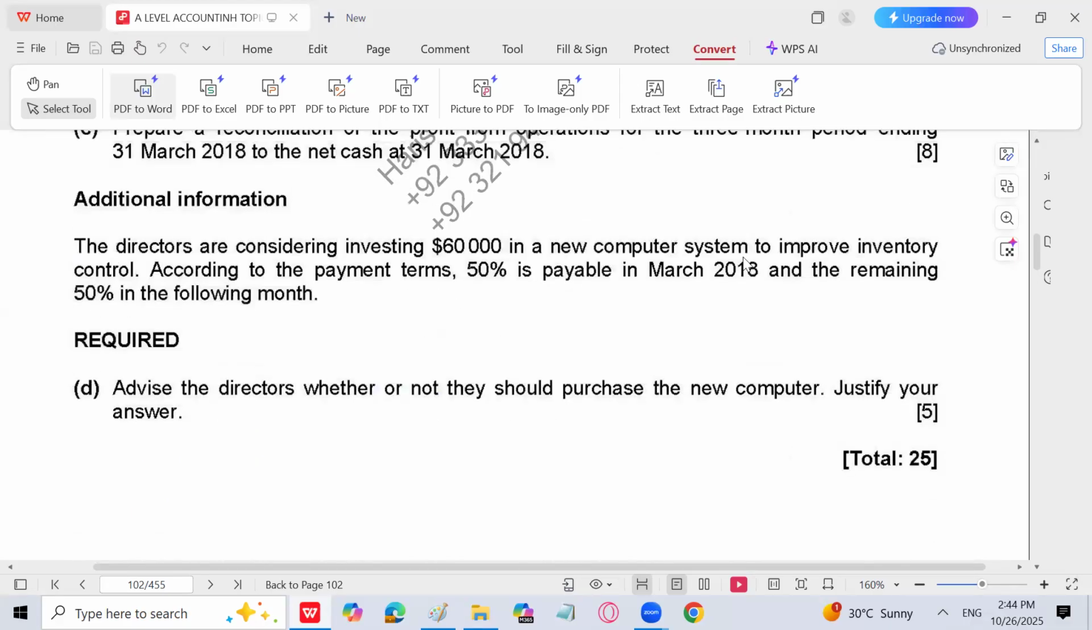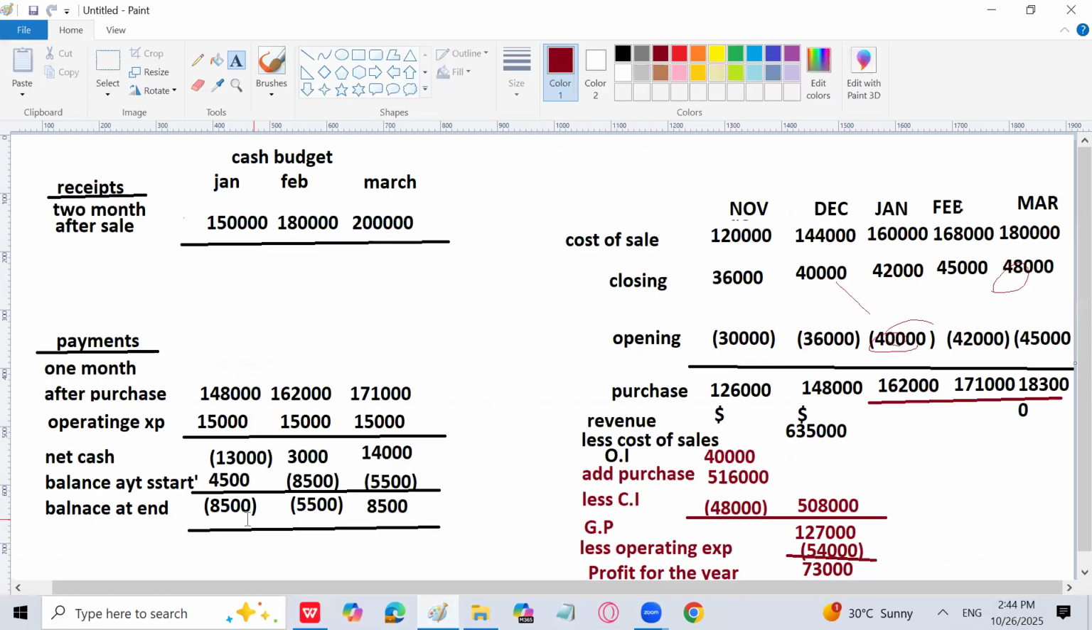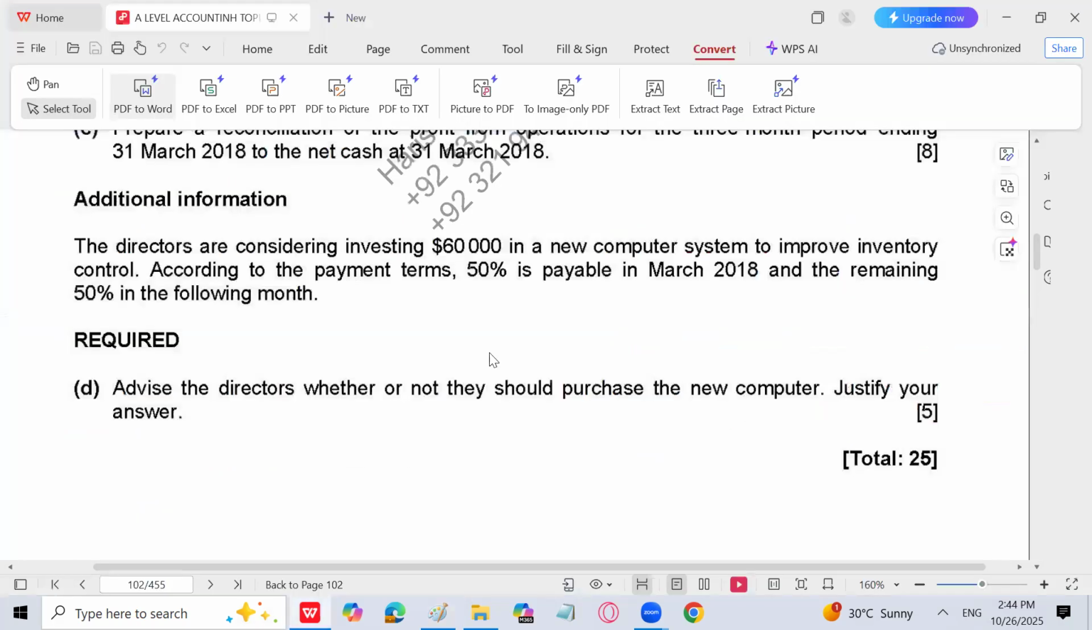Now the director, 60,000 in new computer system to improve credit control. 50% is payable in March and the remainder. We can't do that. Why? Because we don't have the payment. Yes, but it is getting positive in the future. So we can afford that because we were having overdraft in the past, but now we are getting future positive balances. So we can delay it for a particular month and then we can purchase the computer. Because even if we are paying 50%, 30,000, we have only 8,500 cash available. We have to go for an overdraft again.